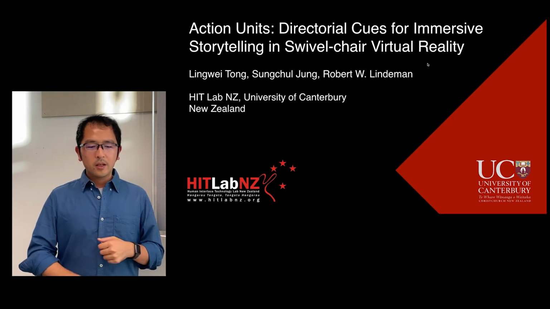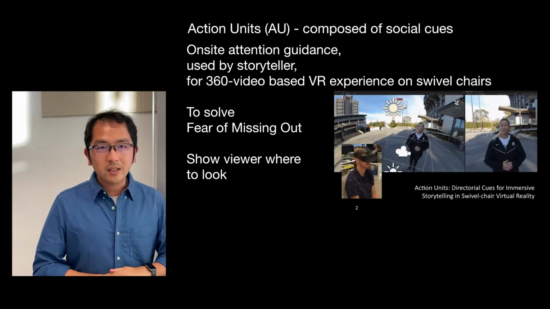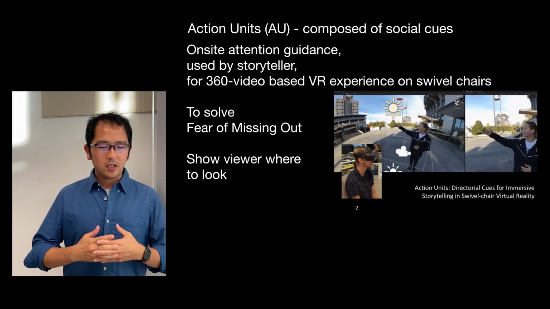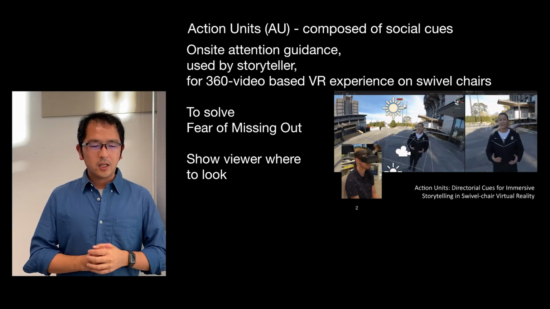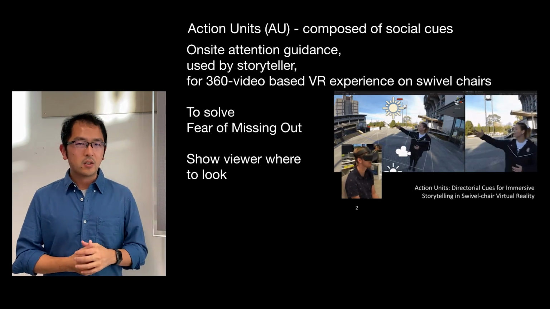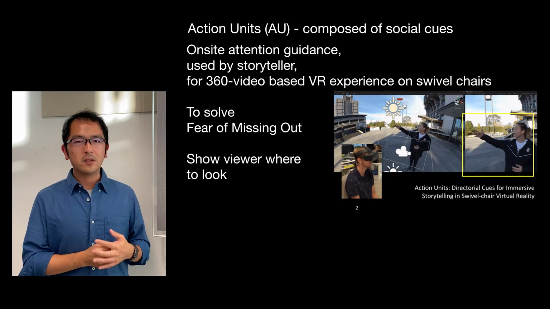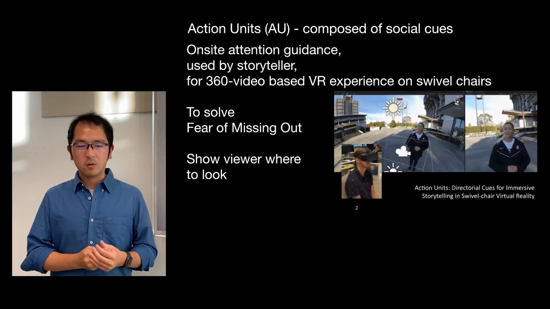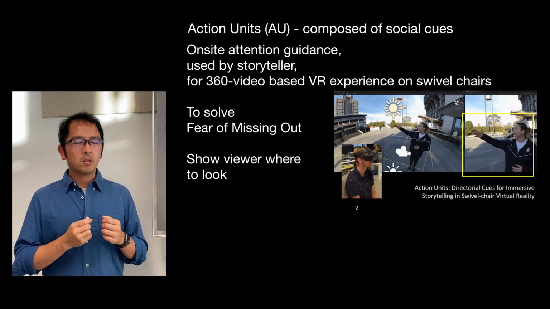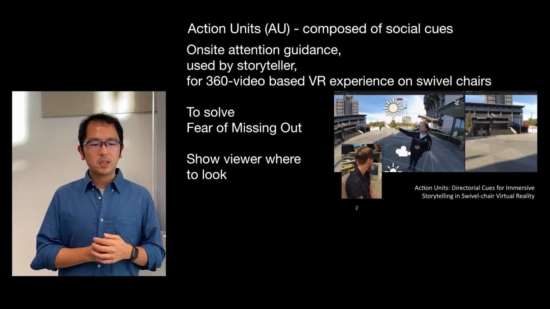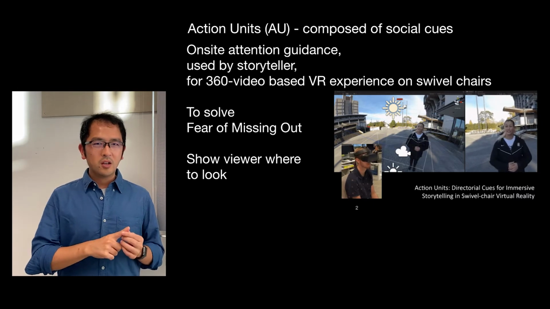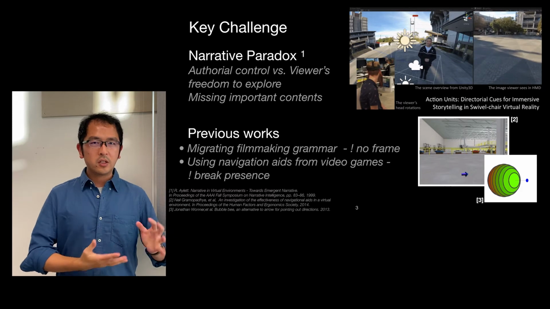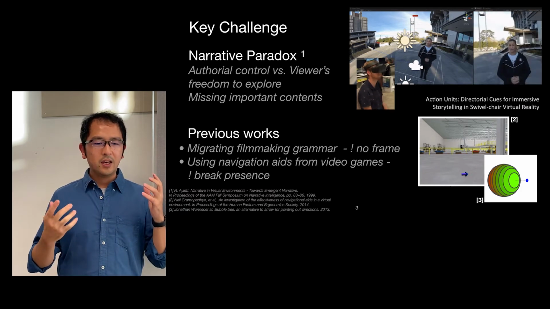And so we proposed this idea, Action Units. It is composed of social cues, and as you can see on the video on the screen, it is kind of an on-site attention guidance technique used by the storytellers in a 360 video VR experience where viewers are going to consume on a swivel chair. And we propose this to solve this fear of missing out problem and try to show the viewer where to look in videos.